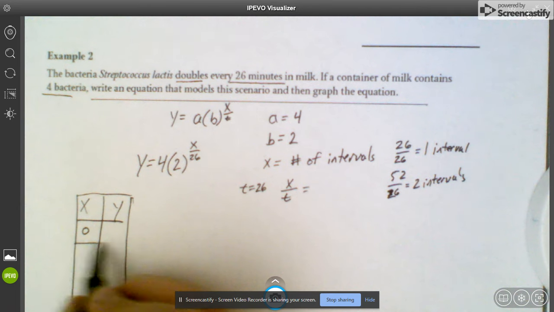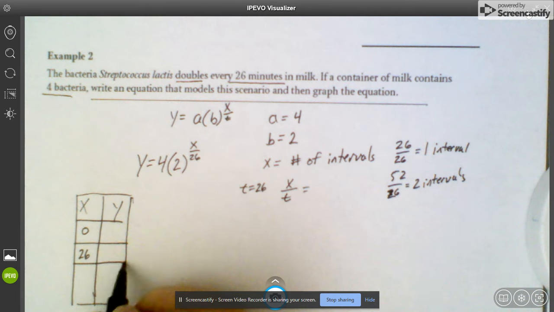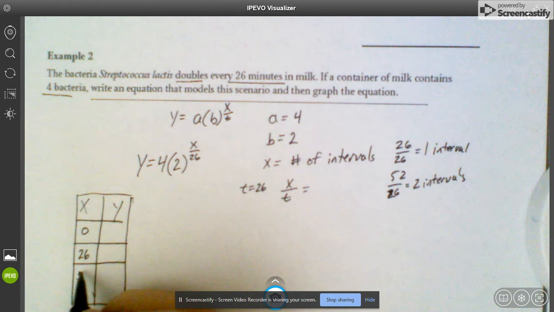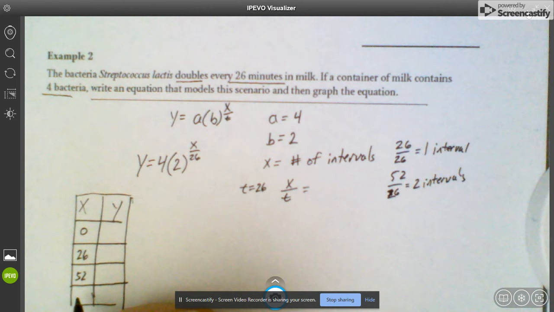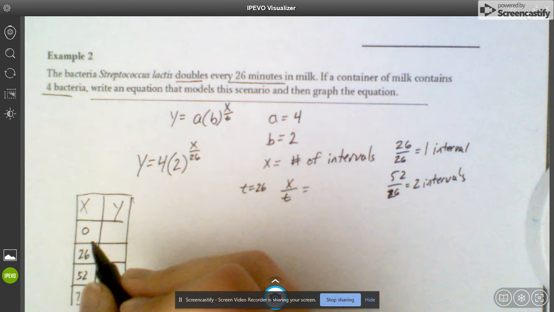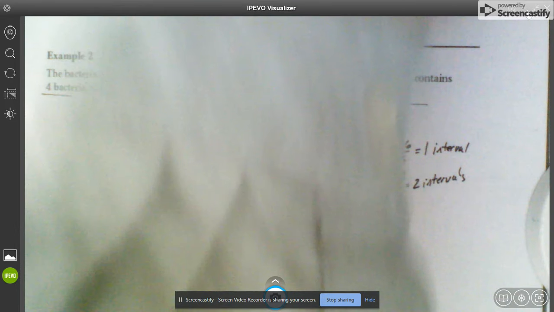So the first one I'm going to use is 0. The next one I'm going to use is 26. And then I know the multiples of 26, so 52, and after 52 would be 78, and then we can go on from there. But we're going to plug this in the calculator. We're going to look at these values, and we may actually add a few to it as well.